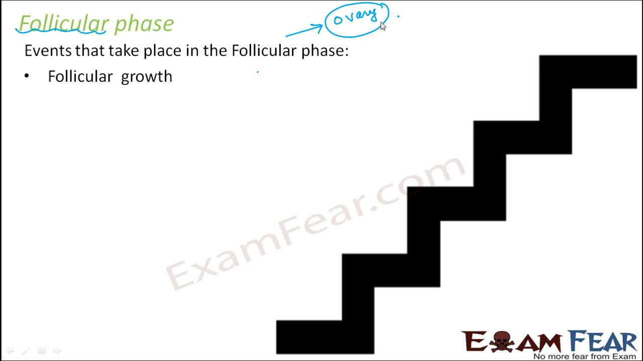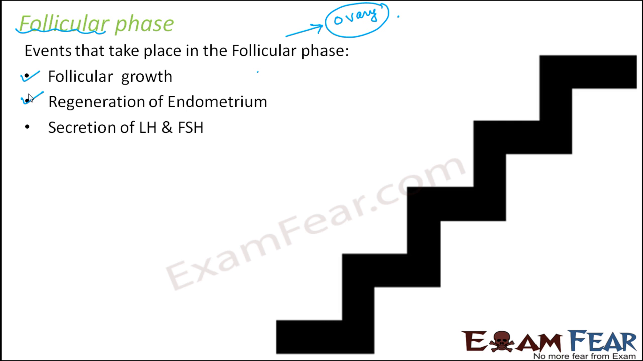So here again, after the process of menstruation, some follicular growth is going to take place. We will see what happens there. Regeneration of endometrium. During menstruation, the endometrium broke down, but now again it has to rebuild itself. That rebuilding of the endometrium is called regeneration of endometrium. So this will also happen as a part of the follicular phase. Secretion of LH and FSH. LH and FSH are the luteinizing hormone and the follicle stimulating hormone. These hormones will also play a very important role. And what role is that? We will see that. So these are some of the things which will take place after menstruation as a part of the follicular phase.